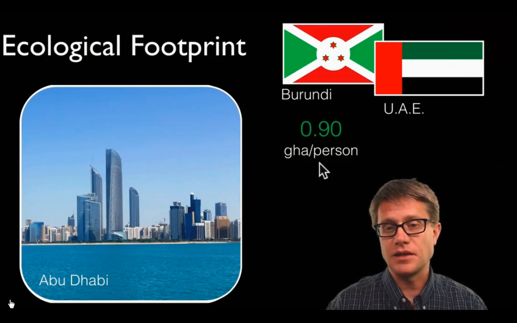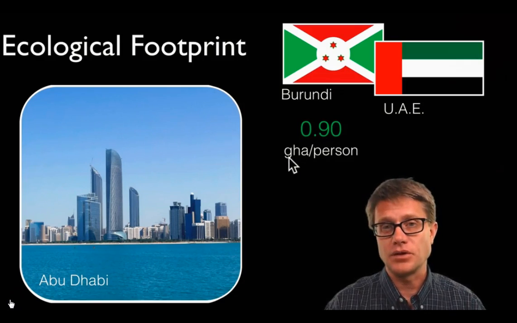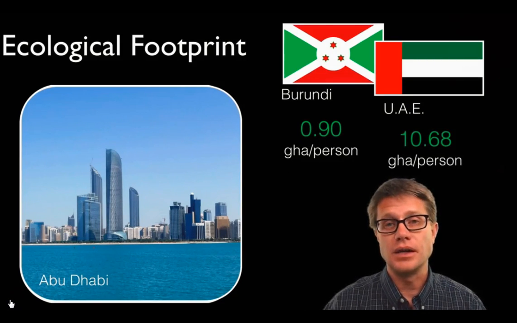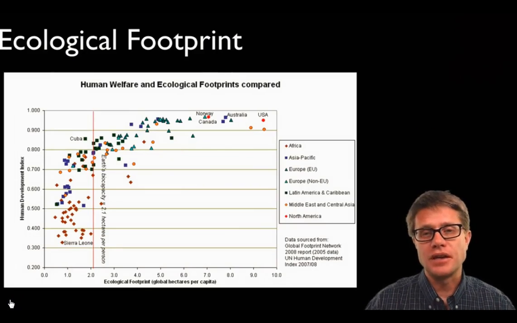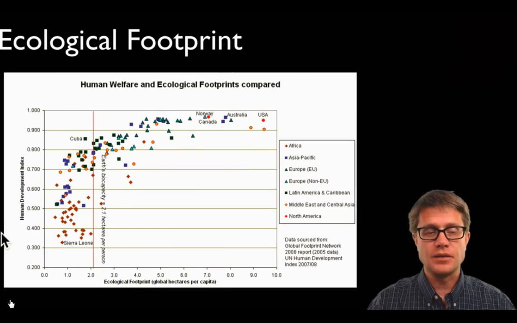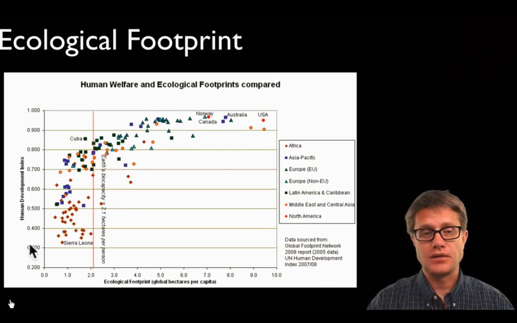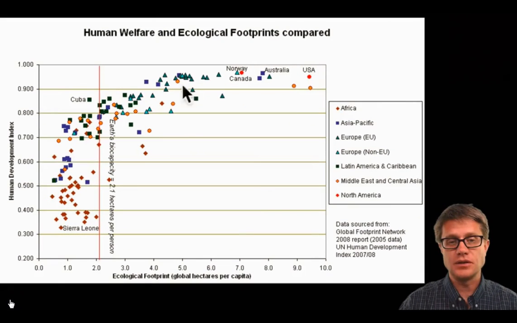If we look at what it is in the UAE, it's going to be about 12 times that. That means it's going to have a larger ecological footprint. It's going to consume more of the Earth's resources. So this graph is kind of interesting. On the bottom, we have the ecological footprint, and on the right side, we have a development index. These are going to be the developing countries, and these are going to be the developed countries. So the U.S. is going to have a high development index. It's highly developed, and it's also going to have a very large ecological footprint.